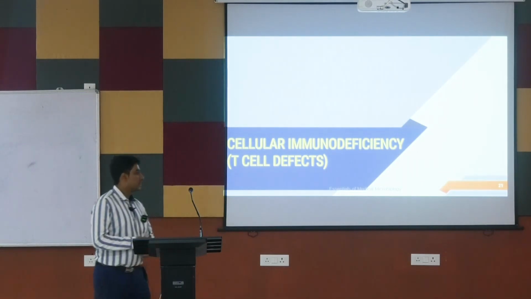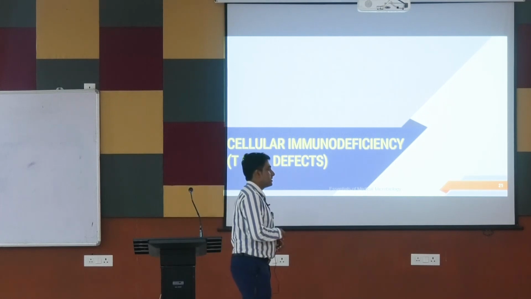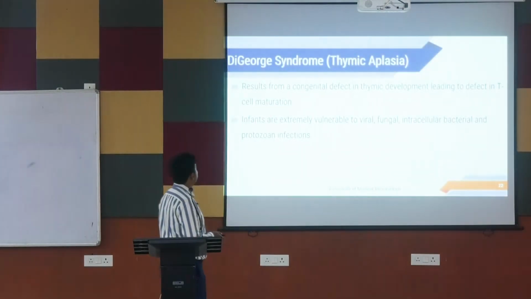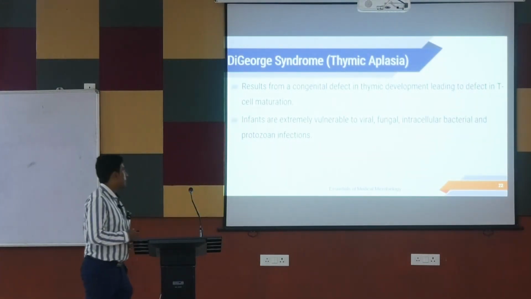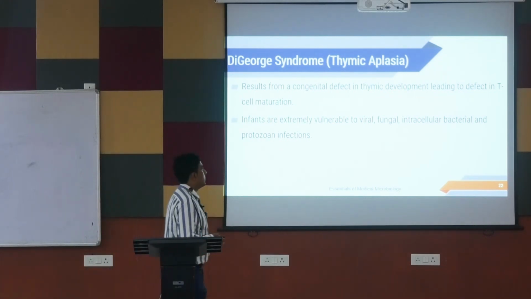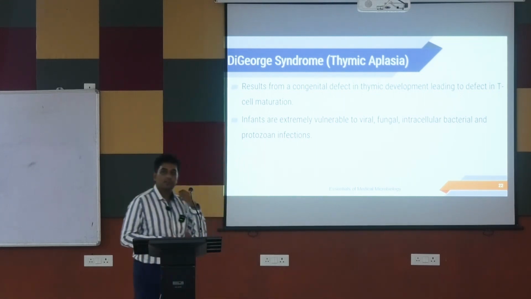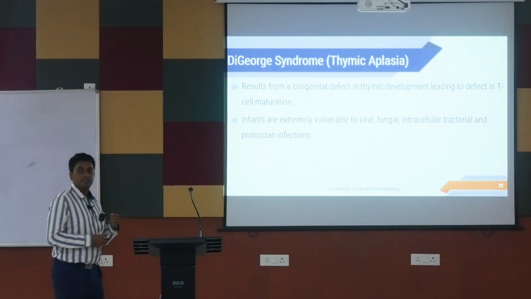Then we come to T cell defects. So far we have studied B cell defects. DiGeorge syndrome, the thymic aplasia, results from a congenital defect in the thymic development leading to defect in the T cell maturation. T cells mature in the thymus.